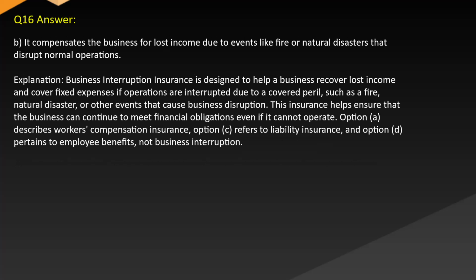Answer: B. It compensates the business for lost income due to events like fire or natural disasters that disrupt normal operations. Explanation: business interruption insurance is designed to help a business recover lost income and cover fixed expenses if operations are interrupted due to a covered peril such as a fire, natural disaster, or other events that cause business disruption. This insurance helps ensure that the business can continue to meet financial obligations even if it cannot operate. Option A describes workers' compensation insurance. Option C refers to liability insurance, and option D pertains to employee benefits, not business interruption.